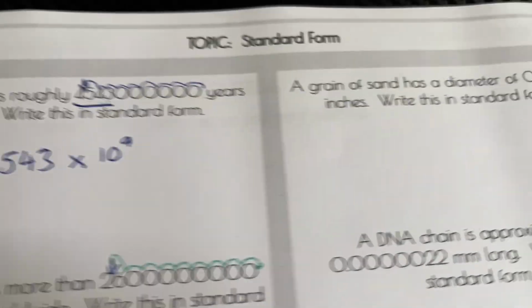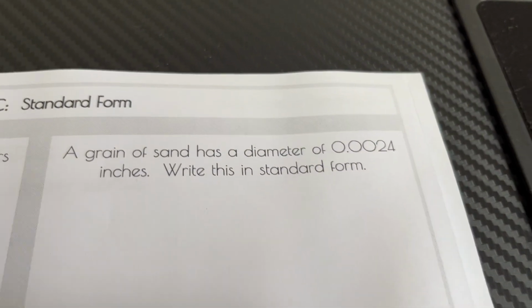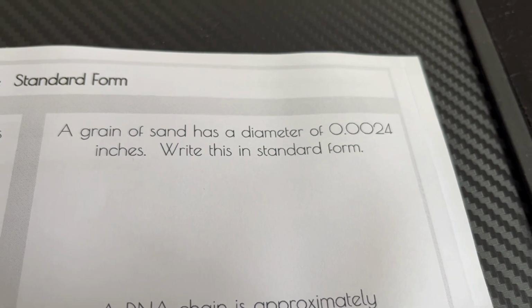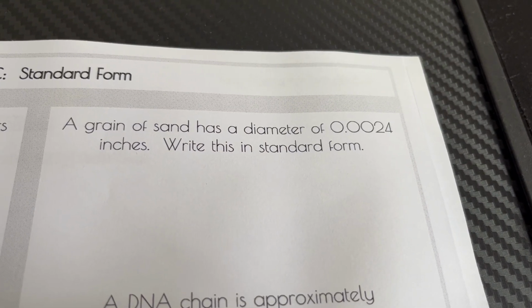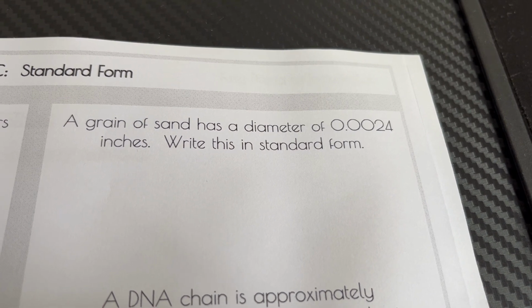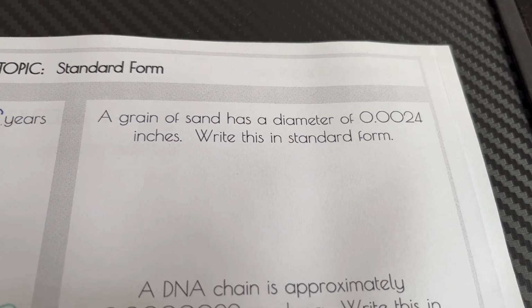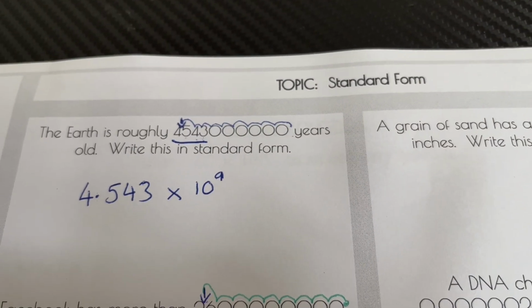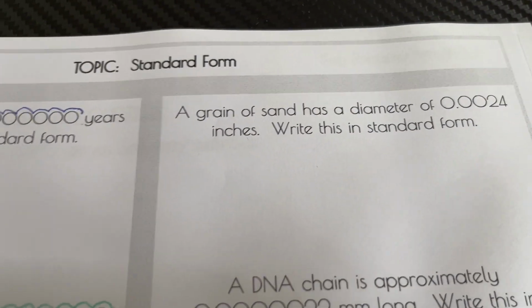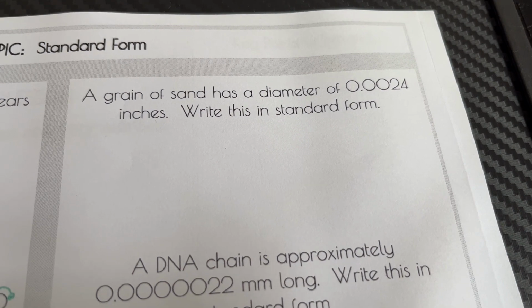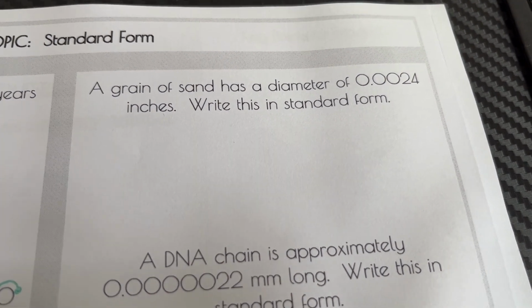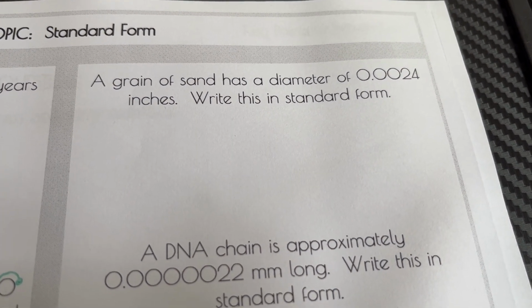Then we're moving over now to some different types of numbers. As you can see, this is quite a small number that we're looking at. A grain of sand has a diameter of 0.0024 inches. Write this in standard form. So before, we've been looking at some examples of big, large numbers and putting them in standard form. Now we'll look at how we've got really small numbers and we're going to change them into standard form.